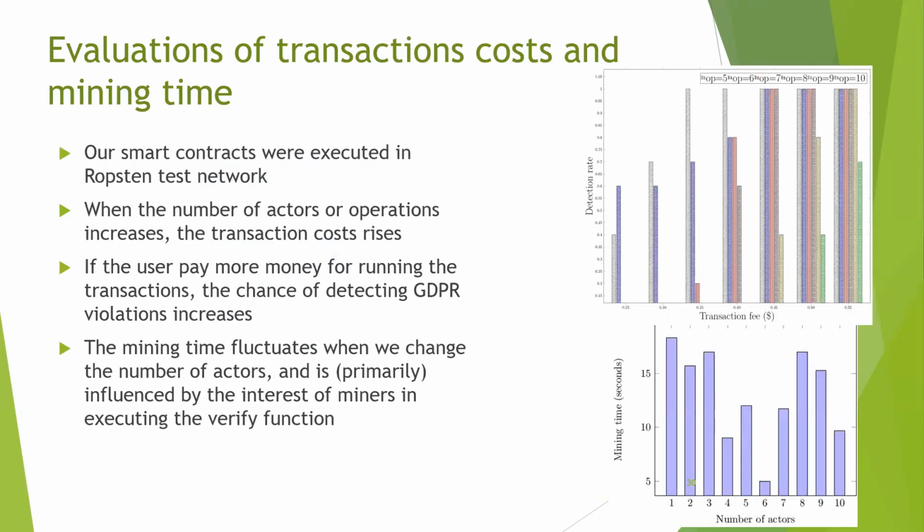So here are two of our selected experiments that show the transaction fees when changing the number of actors and operations, and the detection rate. It means the percent of successful detection of violations. And also we evaluated the mining time by changing the number of actors and operations.